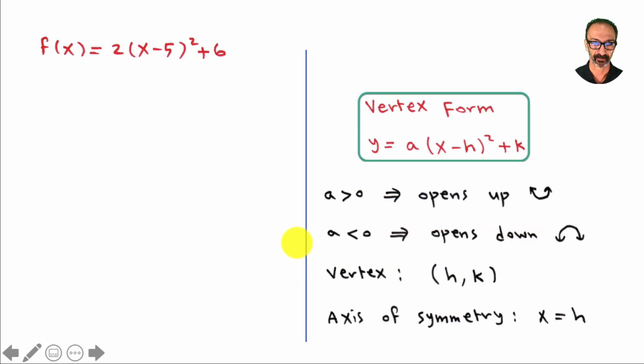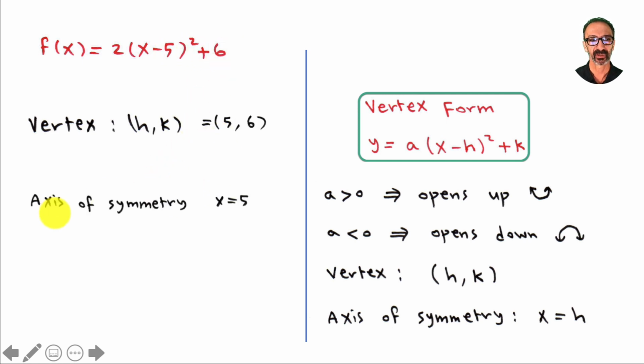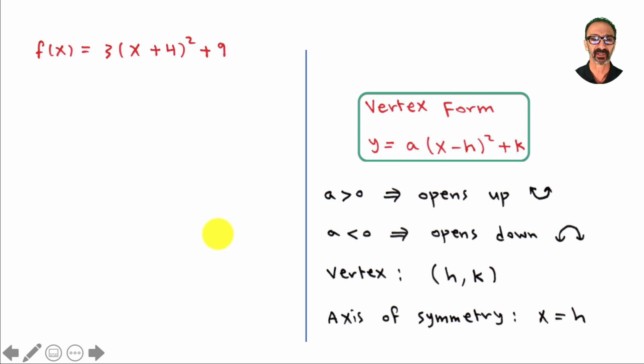Here's the vertex form. The benefits of the vertex form: a is involved in every form, opens up and opens down. The vertex will be h and k compared to this form right here, and the axis of symmetry will be the x part of the vertex. So let's apply it here. The vertex is h and k, minus and plus, so straightforward, a 5 and a 6. Axis of symmetry will be 5, x equals 5, and that should do it.